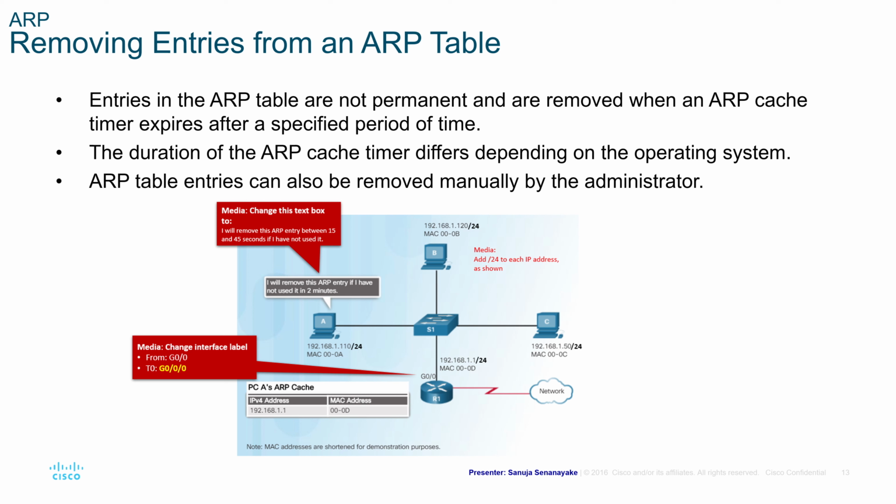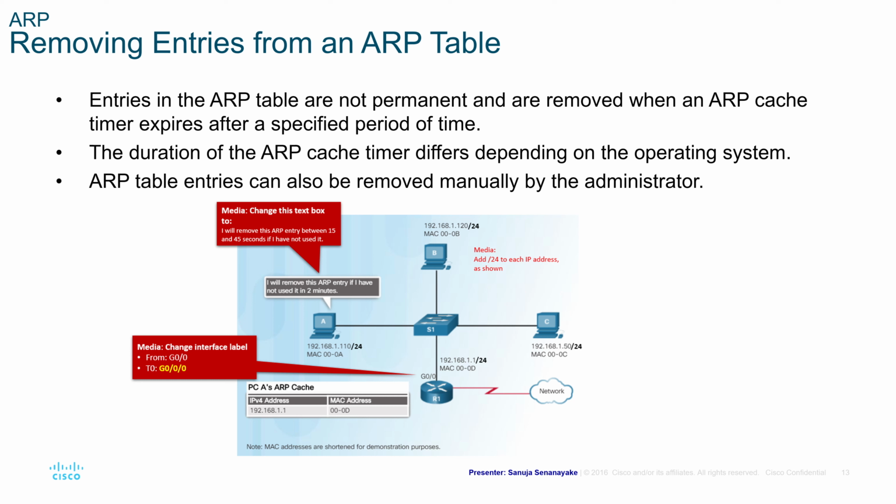Removing entries from an ARP table. Entries in the ARP table are not permanent and are removed when an ARP table cache timer expires after a specific period of time. So remember how the ARP table gets updated with the specific IP address and associated MAC address, and it uses that ARP request to get that information so that the table gets updated. Well, there is a timer so that those entries get cleared once they have not been used for a while.